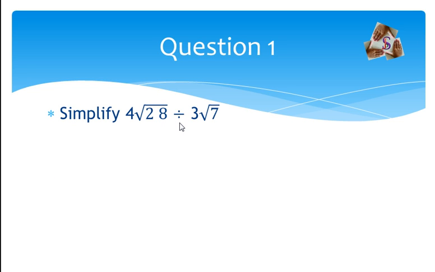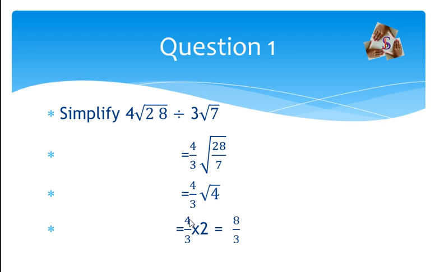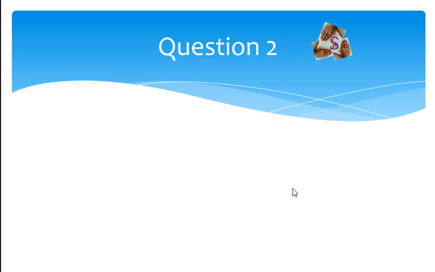Simplify 4 root 28 divided by 3 root 7. So it is about multiplication and division of surds. Multiply or divide the coefficients separately. Multiply or divide the radicals separately. Since here it's division, so it will be 4 divided by 3 into root of 28 divided by 7. That is 4 by 3, root of 28 by 7 is 4. So it's 4 by 3, root 4. That is 4 by 3 into 2. That is 8 by 3. Next question.